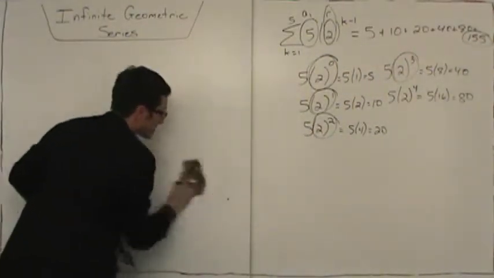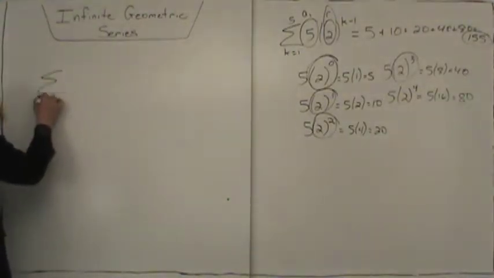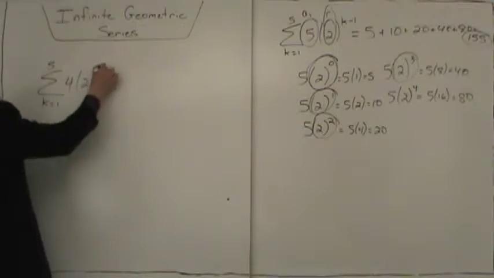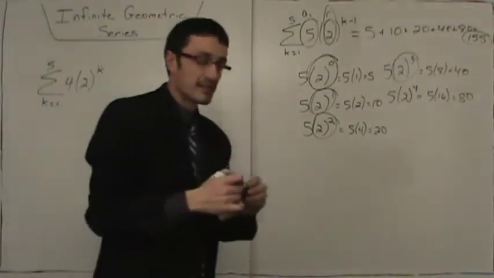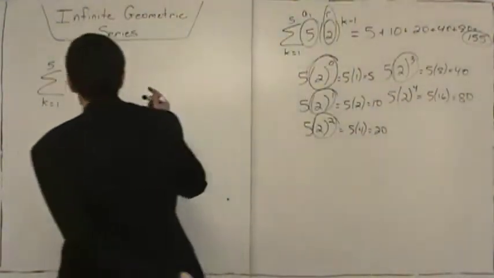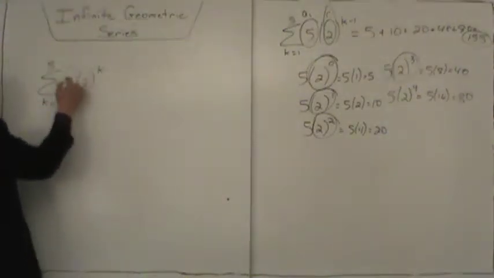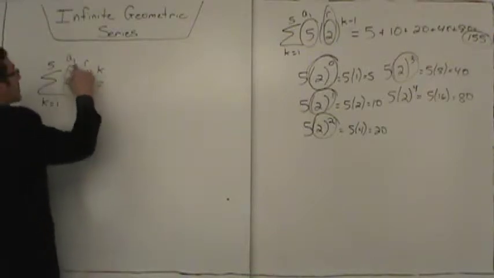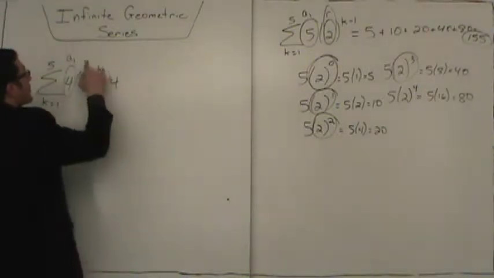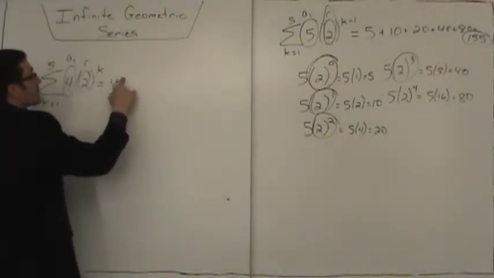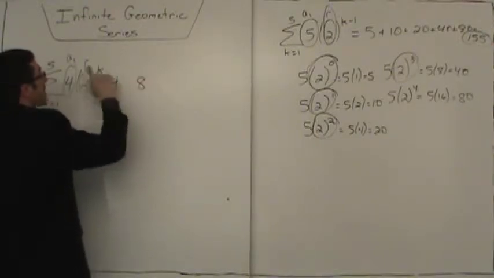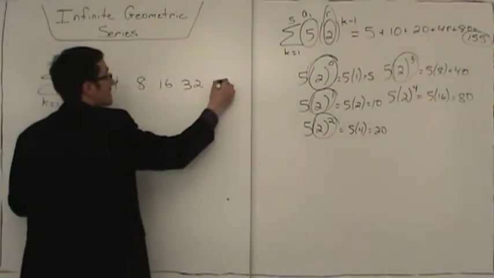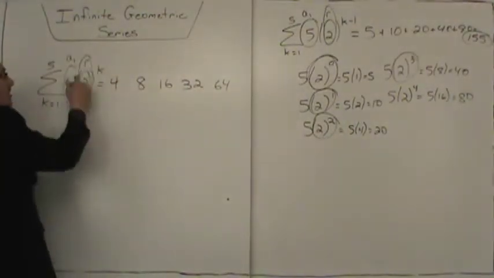Now I want you to work this problem in your notes and see what this gives. We're looking at sigma k equals 1 to 5 of 4 times 2 to the k power. A little different. I want you to use the trick. Circle 4: 4 is a sub 1. Circle 2: 2 is R. Our first value is 4, and we're multiplying by 2. 4 times 2 is 8, times 2 again gives 16, times 2 again gives 32, times 2 again gives 64.